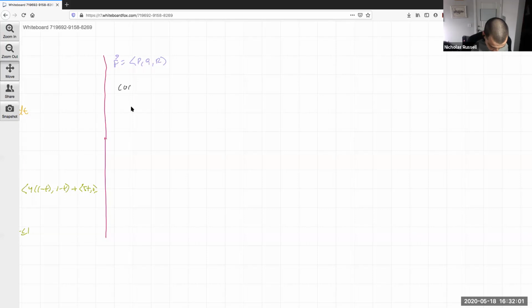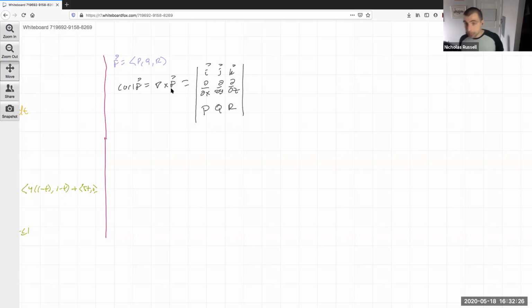The curl of F, which we sometimes denote as the cross product between the gradient vector and the field, we calculate as a cross product. That's why we write it like this, with I, J, and K in the first row, then the partial derivatives with respect to X, Y, Z in the second row, and in the third row, P, Q, and R. Calculating the determinant of this matrix, we get the curl of the vector field.